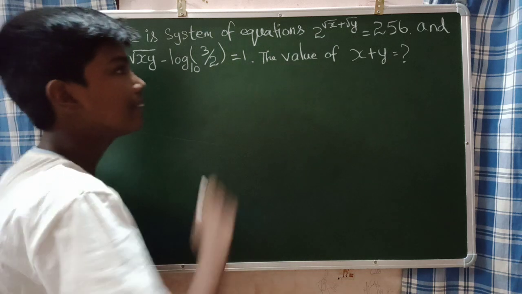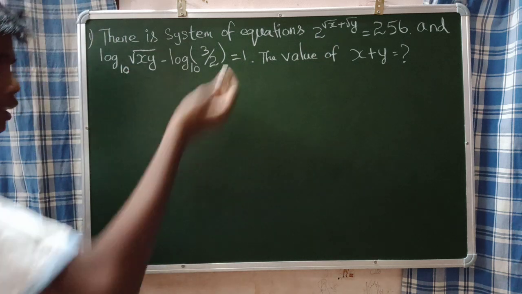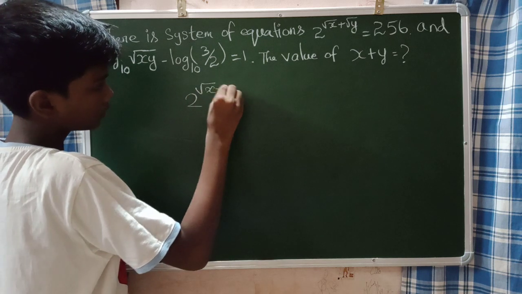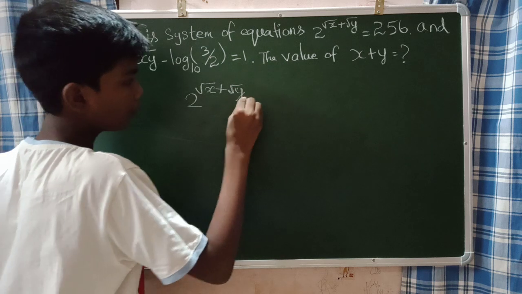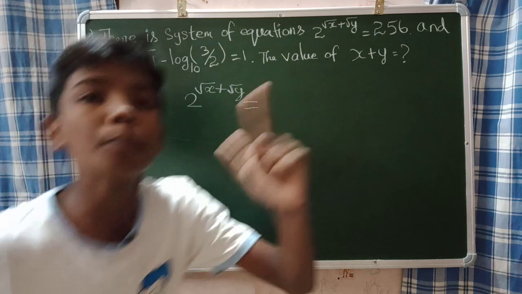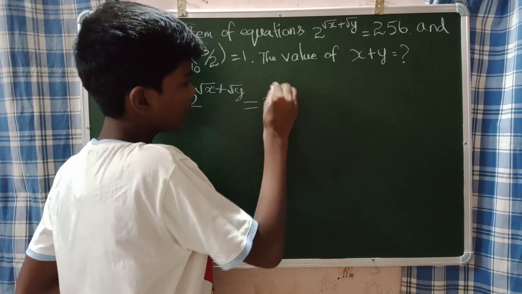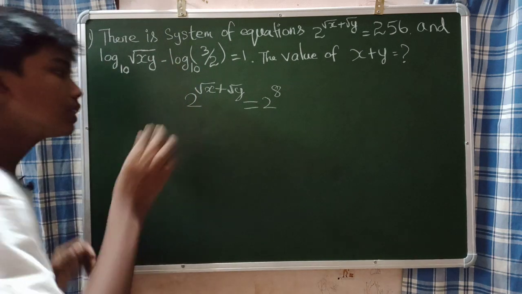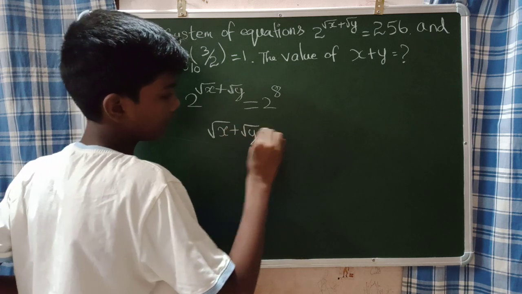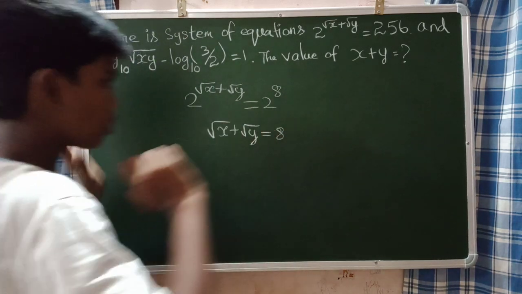Guys, in the question, they have given 2 to the power of root x plus root y is equal to 256. Now I am going to write this 256 as 2 to the power of 8, as we know 256 is equal to 2 to the power of 8. So that the root x plus root y will be equal to 8. Keep this in mind, guys. This is the equation that we got.